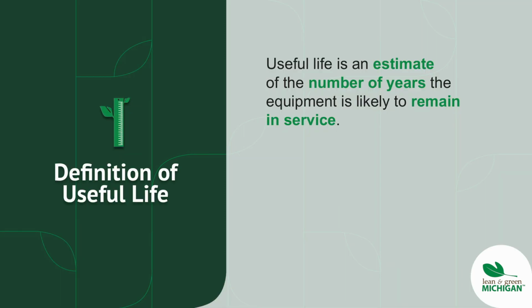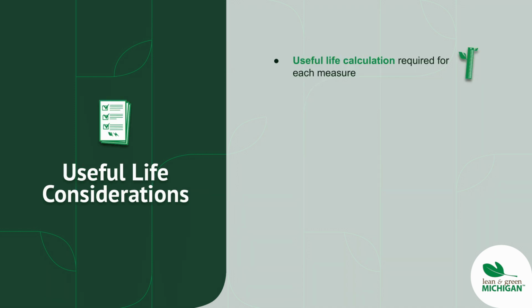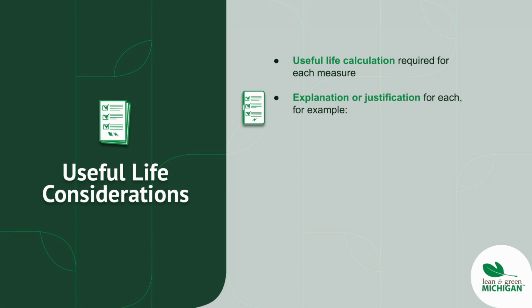One key element of either an audit or a model is the useful life of the proposed measures. Useful life is an estimate of the number of years the equipment is likely to remain in service. Useful life calculations are required for all PACE projects, as the term of the PACE financing cannot be greater than the calculated useful life. We anticipate that the completed audit or model will provide a useful life calculation for each measure, with an explanation or justification for each.